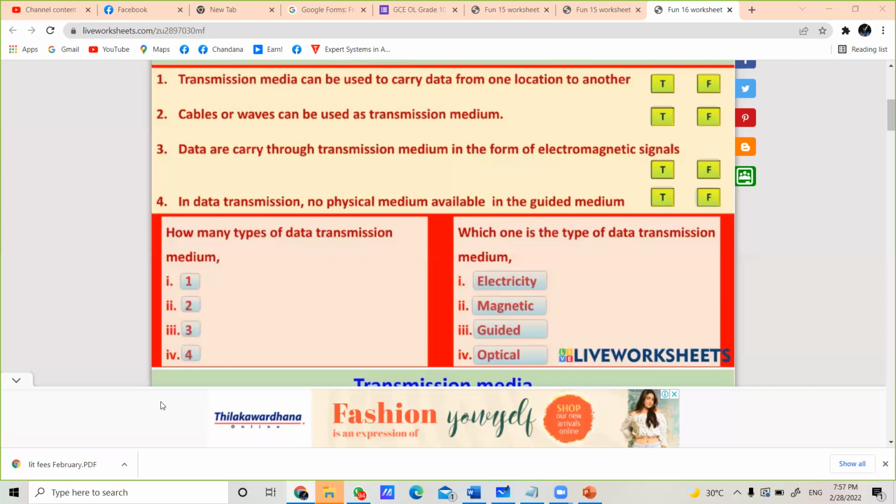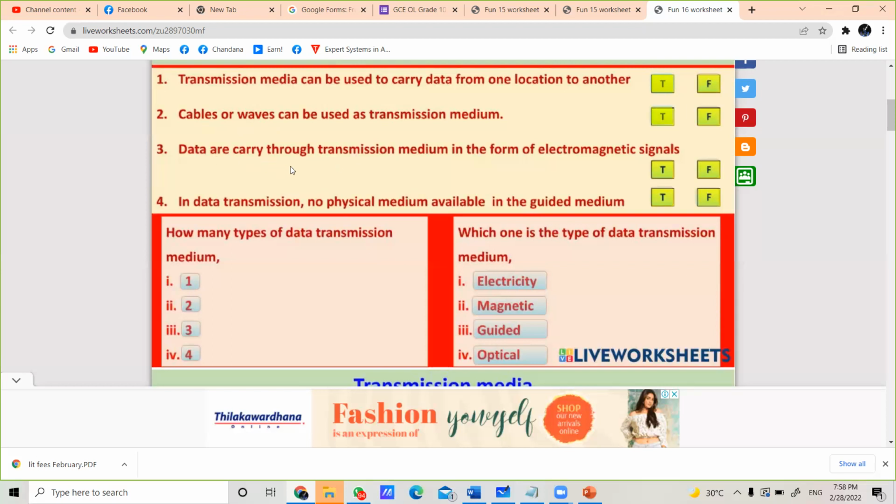Right, Anjana is okay. I think Chetan is also doing that exercise here. Then while discussing, you can complete it. Transmission media can be used to carry data from one location to another. Statement is true. You can use transmission media to send messages or data from one location to another. Cable or waves can be used as a transmission media. Yes, we identified that earlier. Mainly, there are two types of transmission medium, cable or waves. Statement is true.